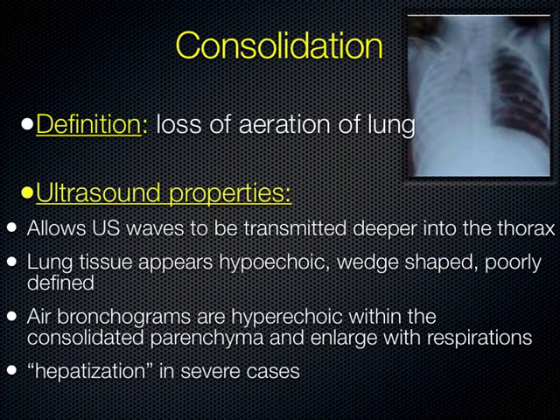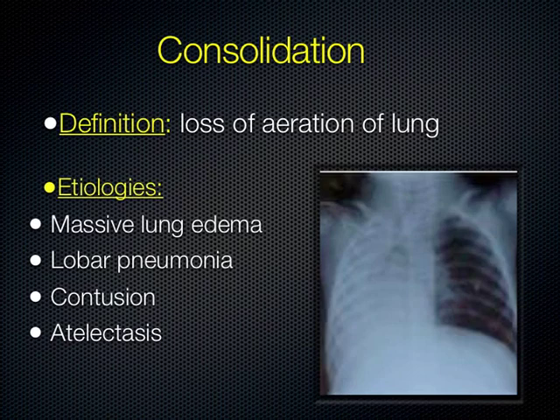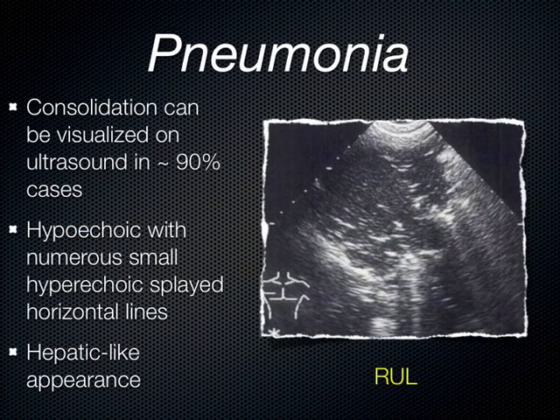So if you image into the lung, and instead of seeing A lines or B lines, you see something that looks a little bit like liver with bright white horizontal lines going through it, then that is lung with air bronchograms, basically. The bright white is the connective tissue of the bronchi. You're able to see them because solid has replaced air, and you're able to actually image the lung in these circumstances.